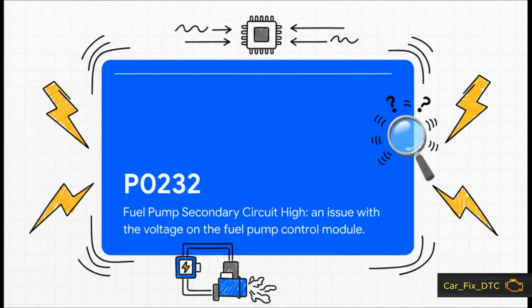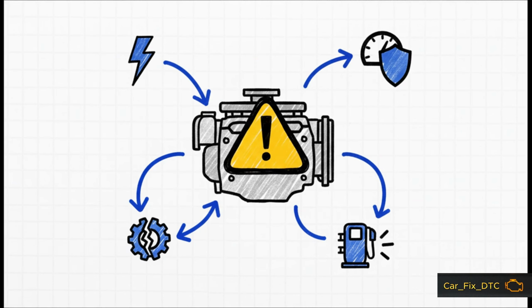Okay, so what exactly is P0232? Well, the official name is Fuel Pump Secondary Circuit High. All that really means is the computer in your car is seeing way too much voltage in the circuit that controls the fuel pump. It's not just a general warning, it's pointing to a very specific electrical problem. And you know, this is a pretty big deal. We're talking about a serious voltage problem that can cause some real long-term damage if you just let it go. It messes with how your fuel pump works, which, of course, hurts your car's performance and even its safety. So yeah, ignoring this one, not really an option if you want to keep your ride running right.